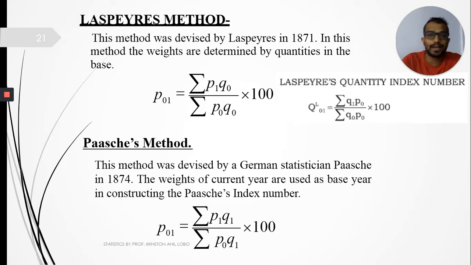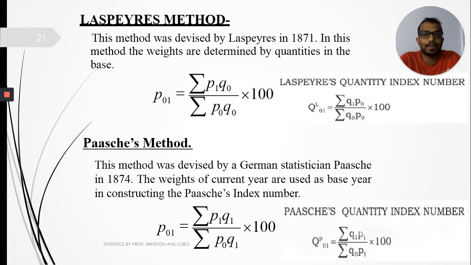In the price index, quantity was of the current year. That means in the quantity index number, price will be of the current year. So students, let's see the formula. Paasche's quantity index number is Q01 equals summation Q1P1 by summation Q0P1 into 100.